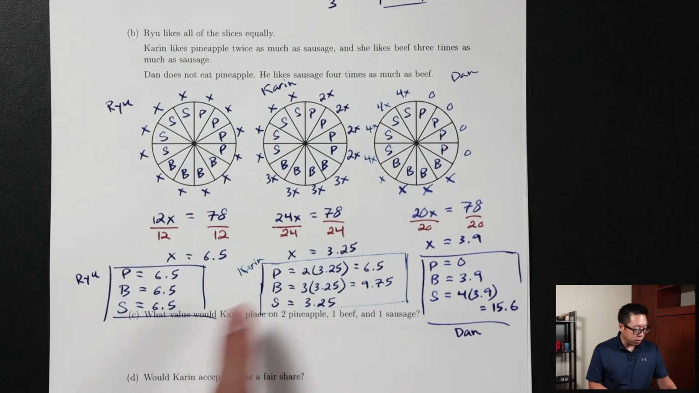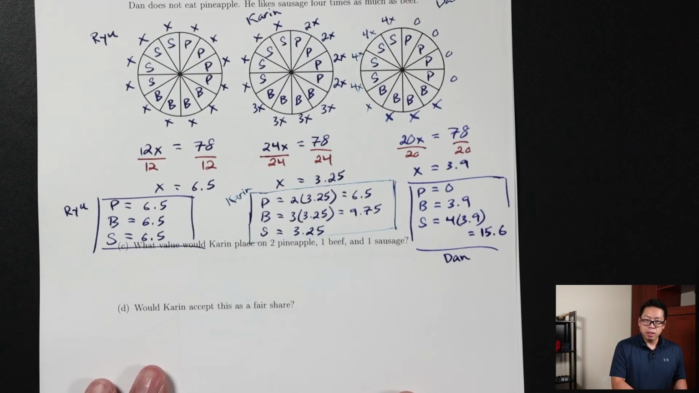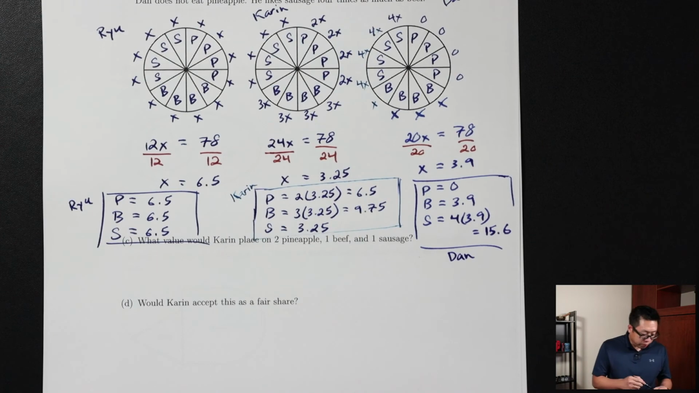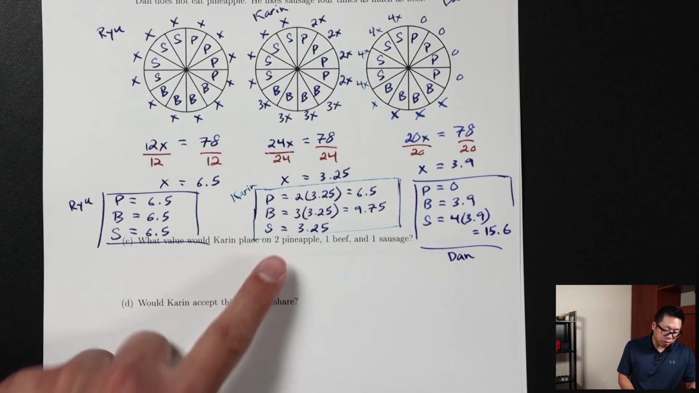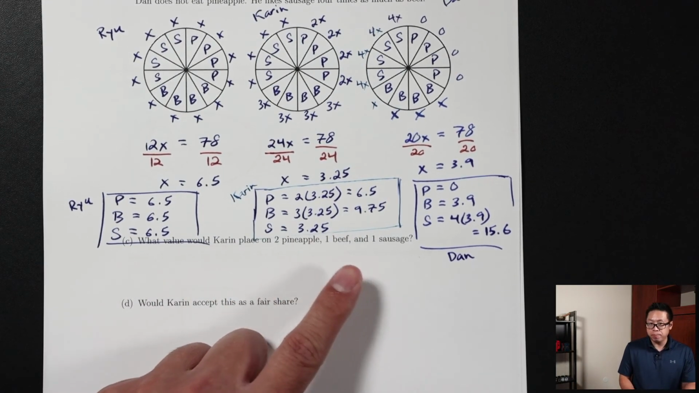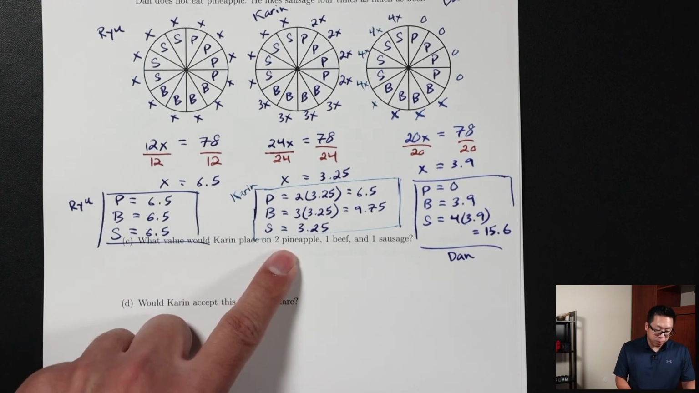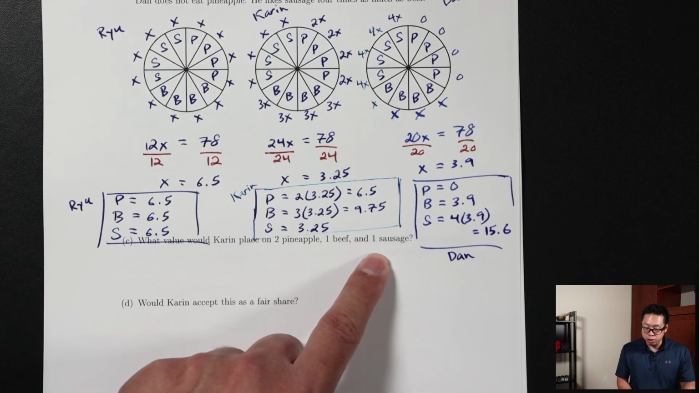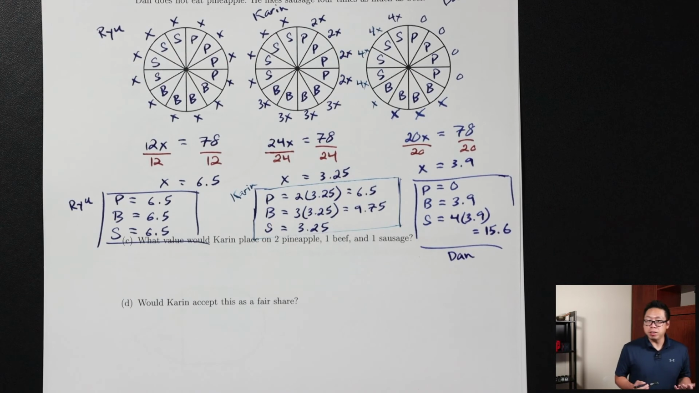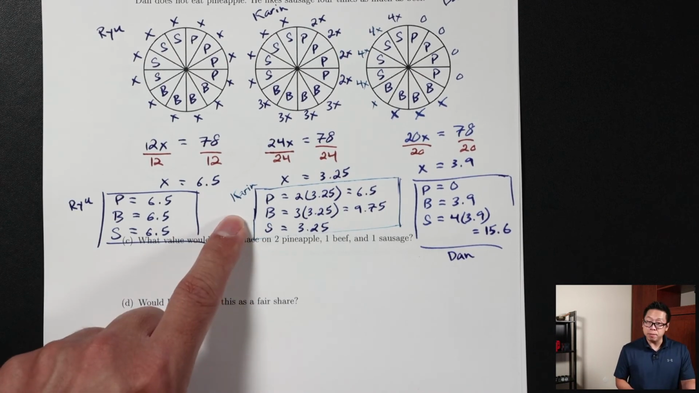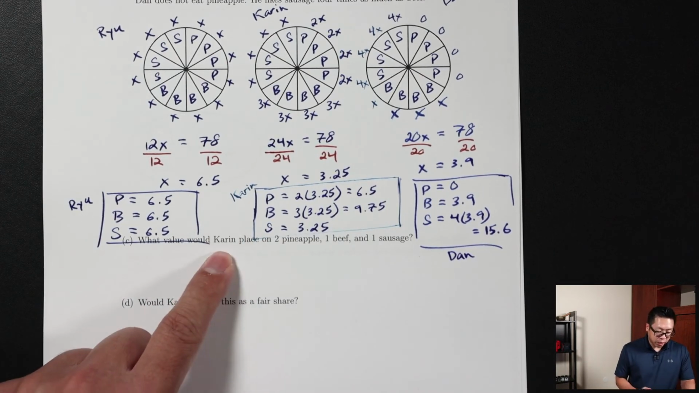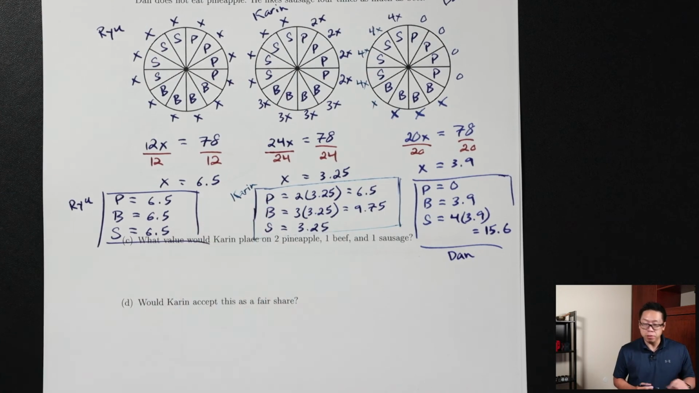So we got Dan, Karen, Ryu. Part C. What value would Karen place on 2 pineapple, 1 beef, 1 sausage? If we gave Karen 2 pineapple, 1 beef, 1 sausage, how many dollars worth of pizza would that be in Karen's eyes? So we're talking about Karen. We're going to be using Karen's values.